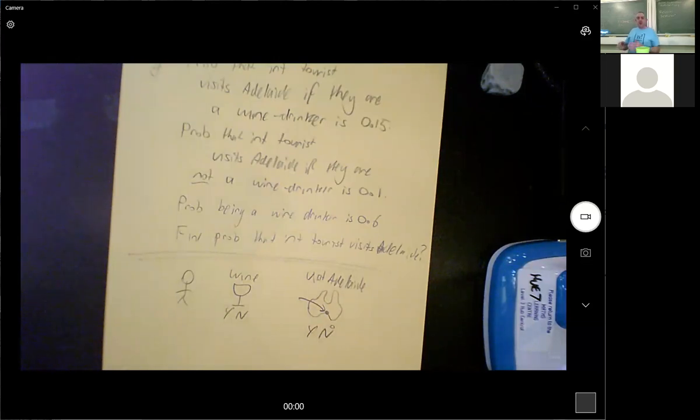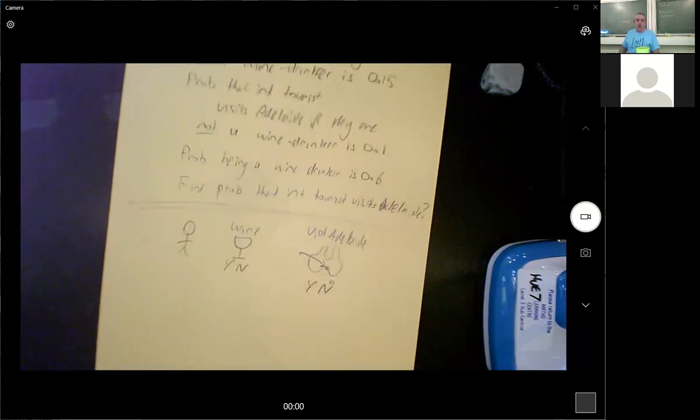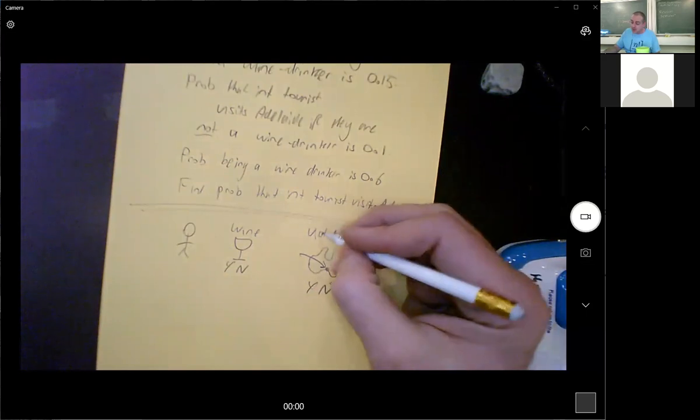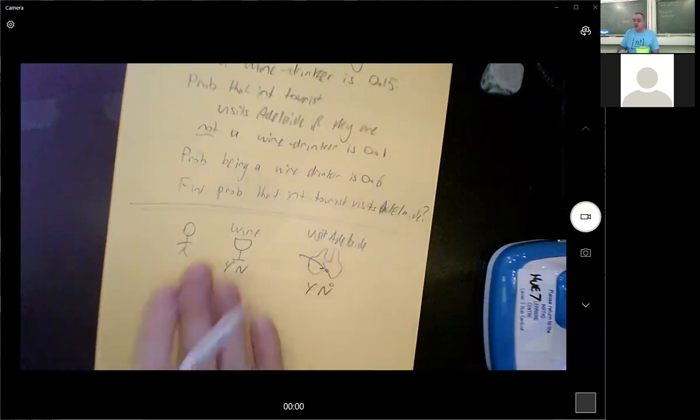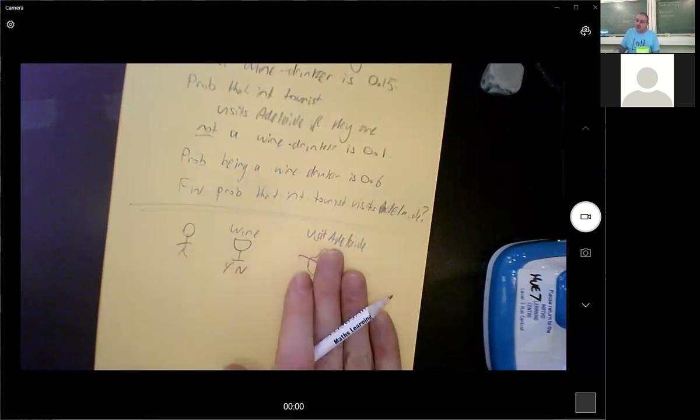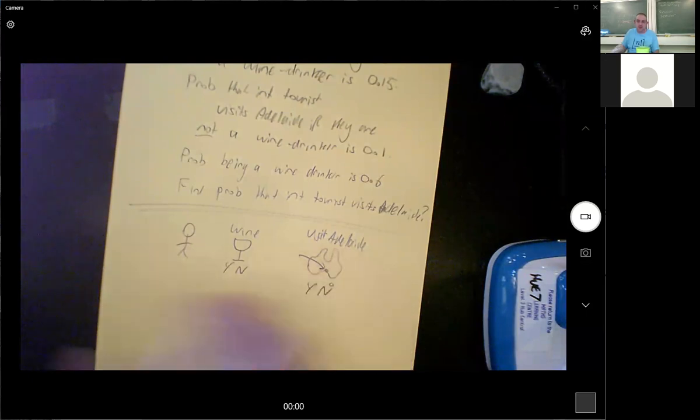And those two bits of information create four options for what a person could do. They could be a wine drinker and visit Adelaide, be a wine drinker and not visit Adelaide, not be a wine drinker and visit Adelaide, or not be a wine drinker and not visit Adelaide. There's four options. And so those four options I could arrange in one of those story tree diagrams like I did, or in a Venn diagram, or in a table, or anything I like, but I might write it down in probability notation first.